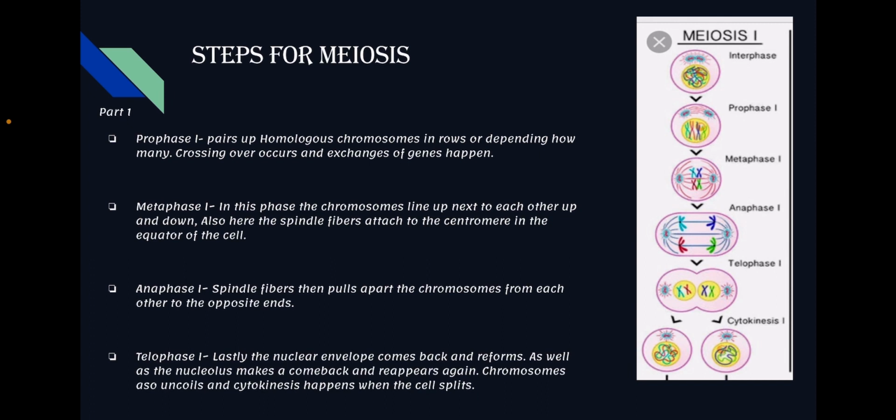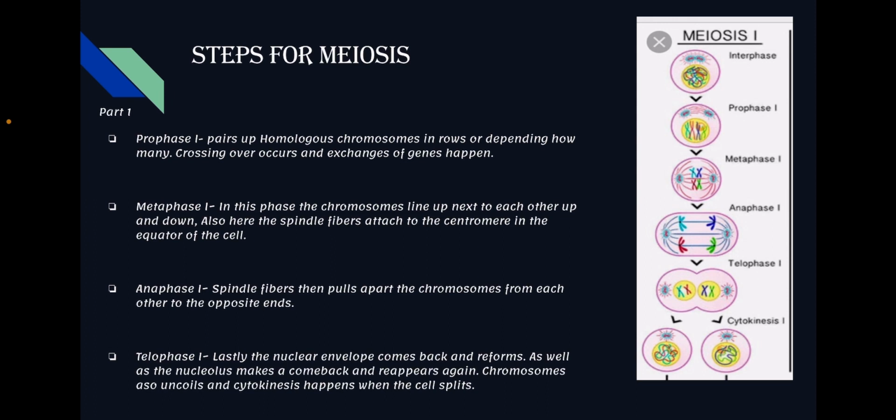Metaphase 1. In this phase, the chromosomes line up next to each other, up and down. Also, the spindle fibers attach to the centromere and the equator of the cell. Anaphase 1. Spindle fibers then pull apart the chromosomes from each other to the opposite ends.